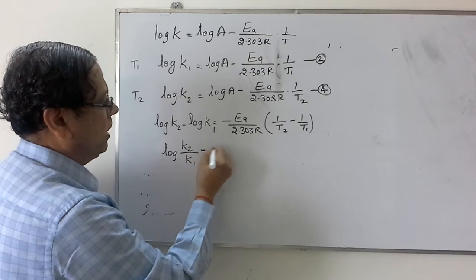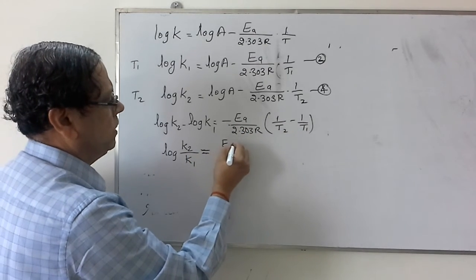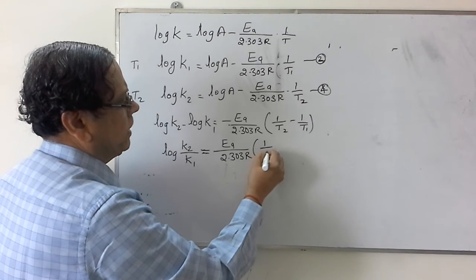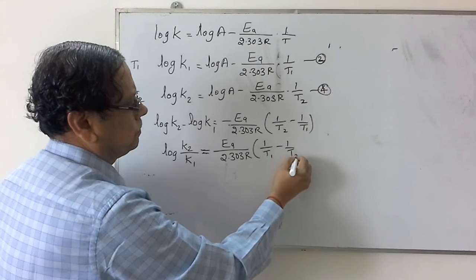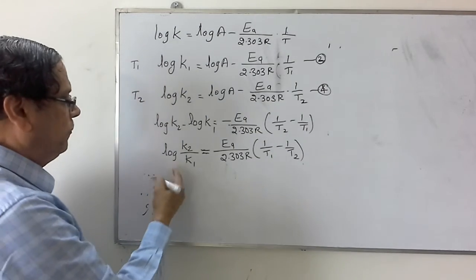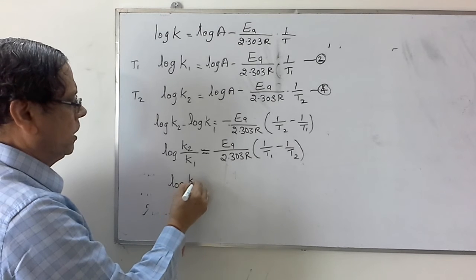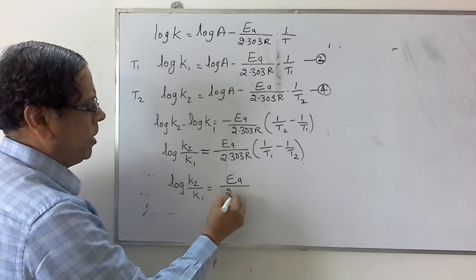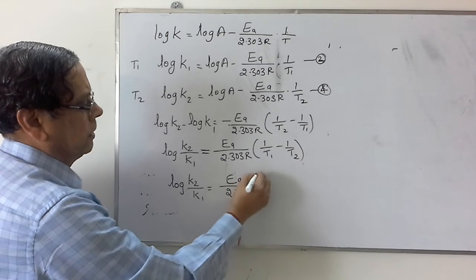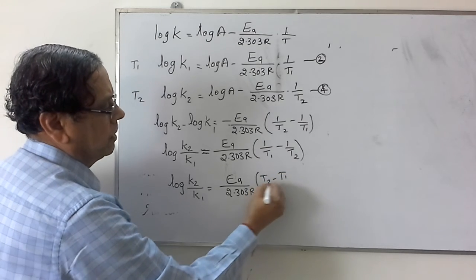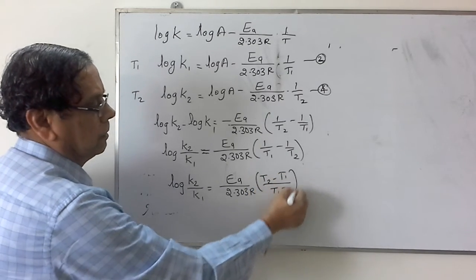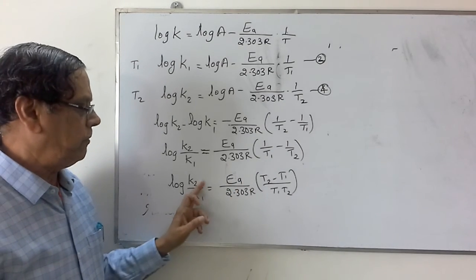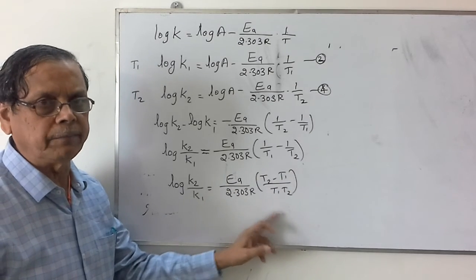That is equal to, I am taking this minus sign into the bracket, now we have Ea by 2.303 R into 1 by T1 minus 1 by T2. Again, if you further simplify, log k2 by k1 is equal to Ea by 2.303 R into T2 minus T1 divided by T1 T2. Using this we can calculate the energy of activation if k1 and k2 are known at T1 and T2, two temperatures.